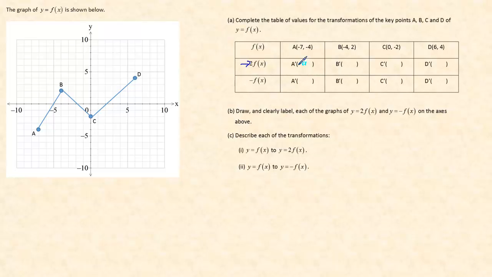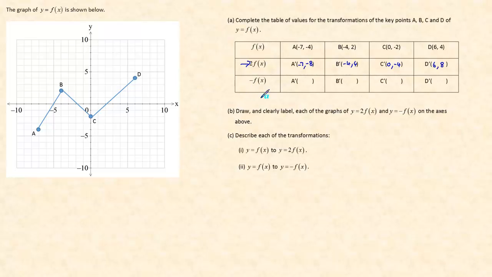So this one's going to be at -7, -8. This one will be at -4 with the x coordinates staying the same, and 4. This one will be at 0, -4, and this one at 6, 8.